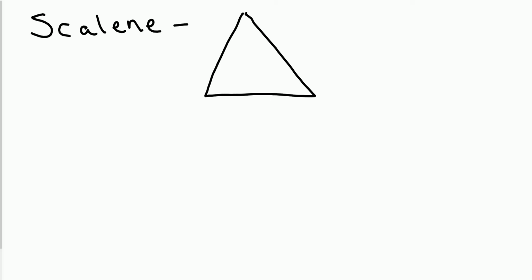So the first one, if you remember, is scalene. And as I'm doing this, try to remember before I say it what these triangles are. So if you remember scalene, a scalene triangle is a triangle that has all the sides different lengths, so that has no congruent sides.